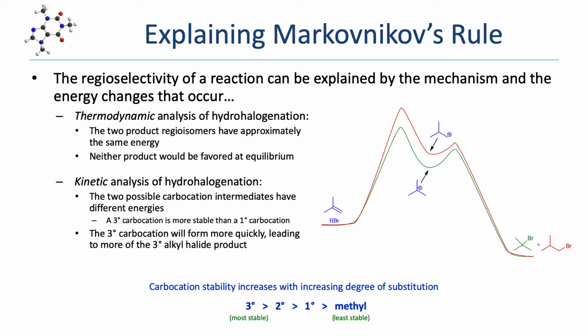and then methyl carbocations are extremely unstable. Because that tertiary carbocation is more stable than the primary carbocation, the tertiary cation will form more quickly. And because the tertiary carbocation is formed more quickly than the primary carbocation, it means that the green product will form more quickly than the red product. And because the green product is formed more quickly, there'll be more of it produced.